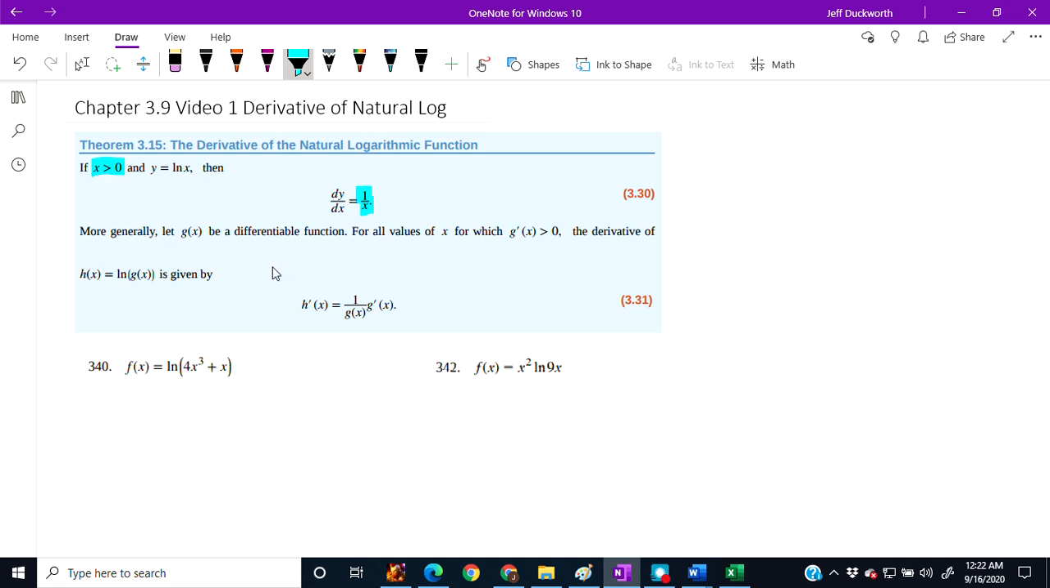And they've got basically the chain rule down here. So if you're taking the natural log of some function g of x, it's 1 over g of x, and then multiplied by the derivative g prime of x.